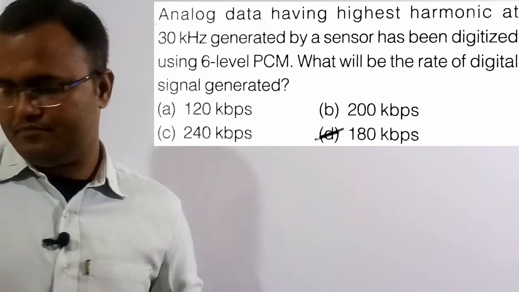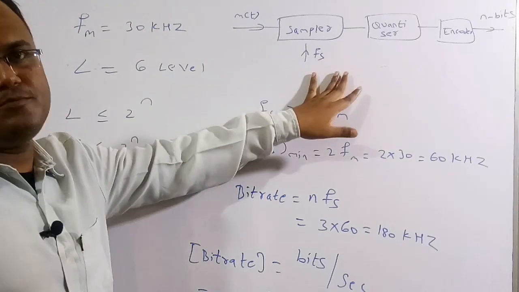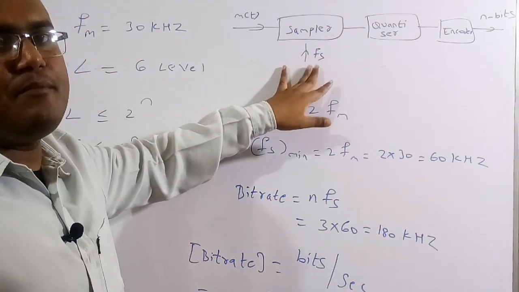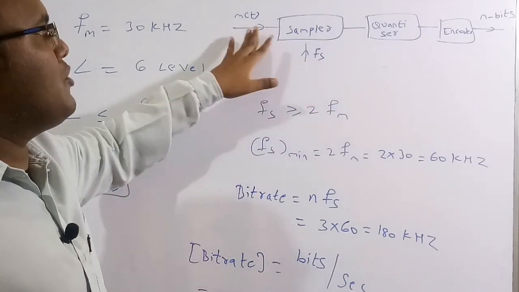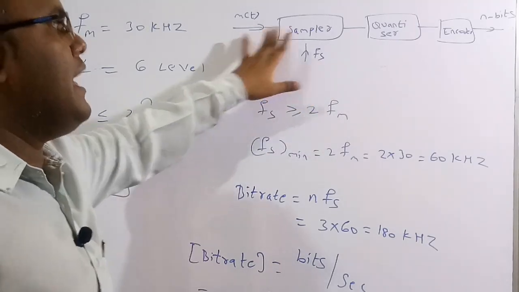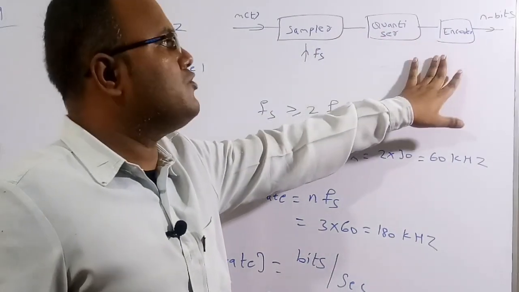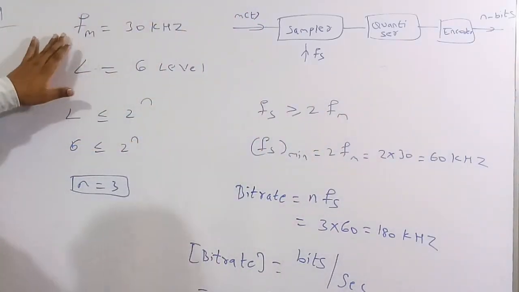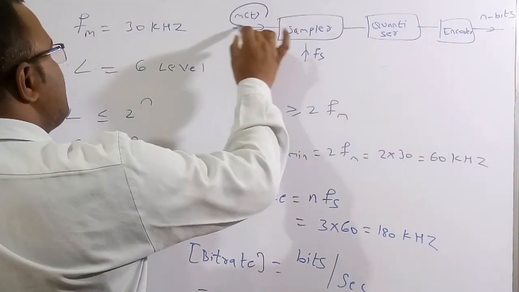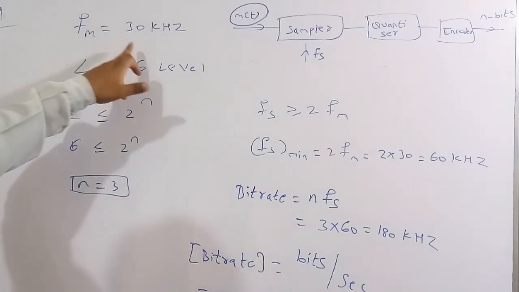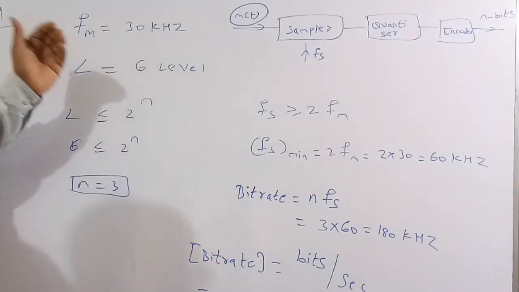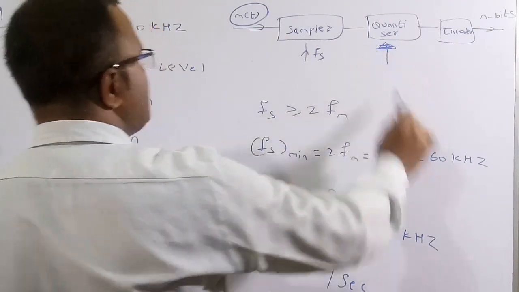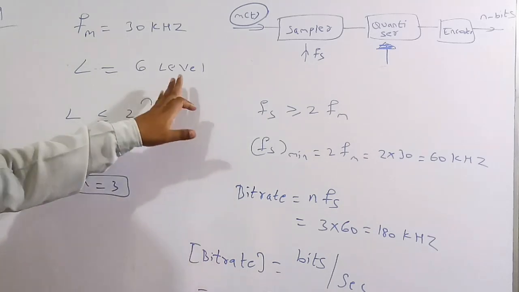So let's solve this numerical. In the question, this is a PCM transmitter, pulse code modulation transmitter. So it has a sampler, where we use a sampling frequency Fs. With the help of this we sample the message signal M of t, and then we use a quantizer and then an encoder, and then we transmit the signal in terms of n-bit binary. In the question they have given M of t, which has a maximum message signal frequency of 30 kilohertz. They have also given that the number of levels used in this quantizer is 6 levels, 6 channel levels.